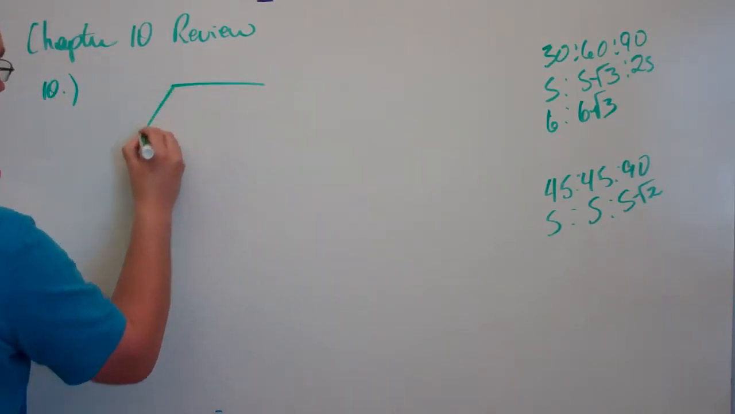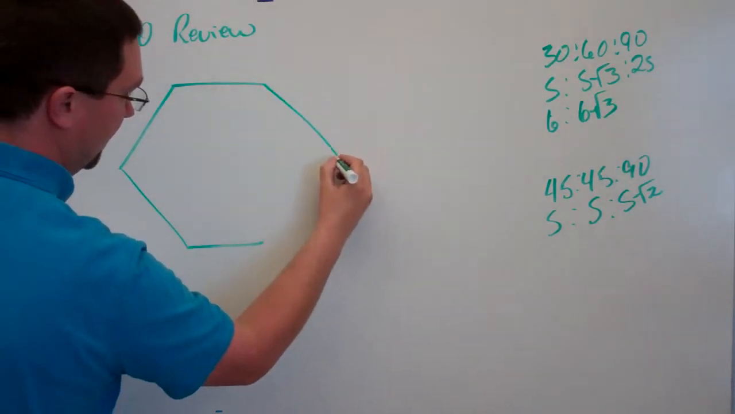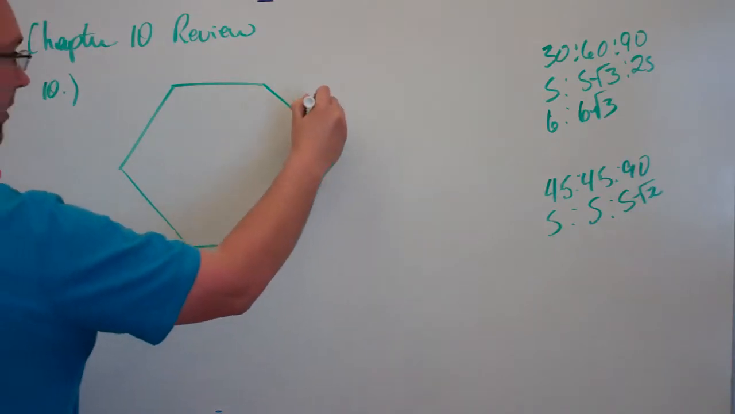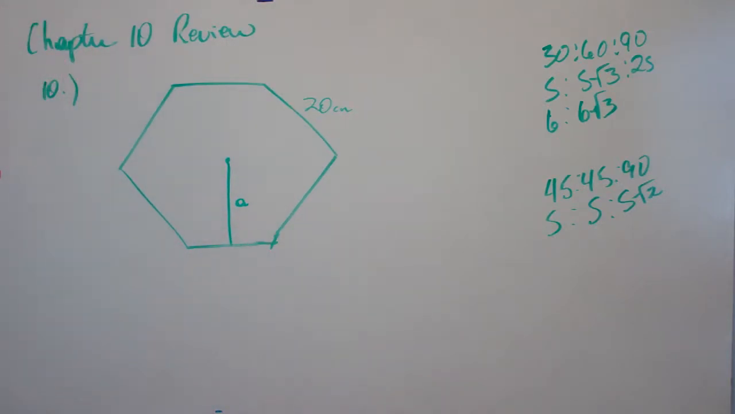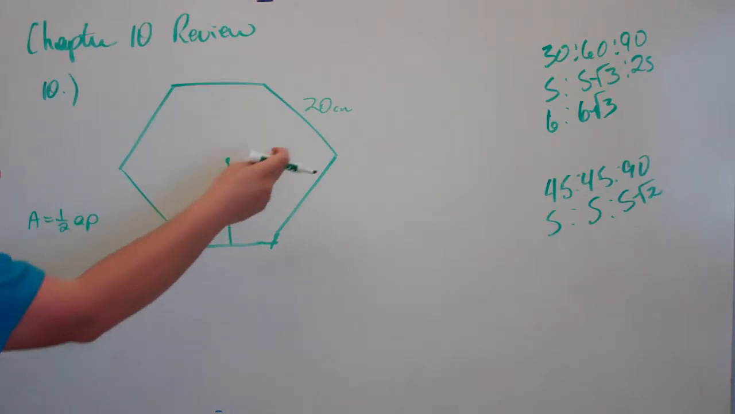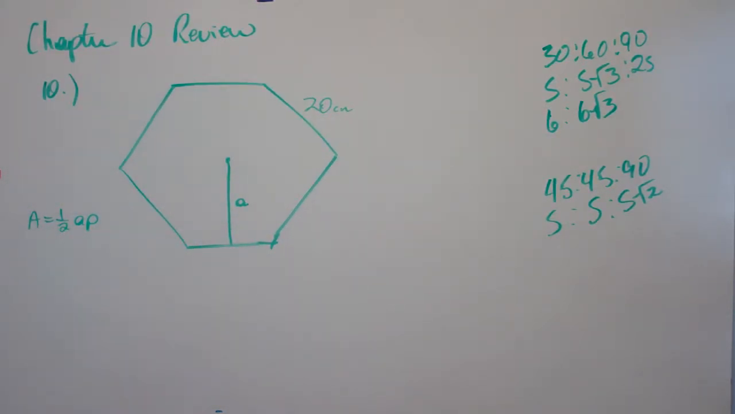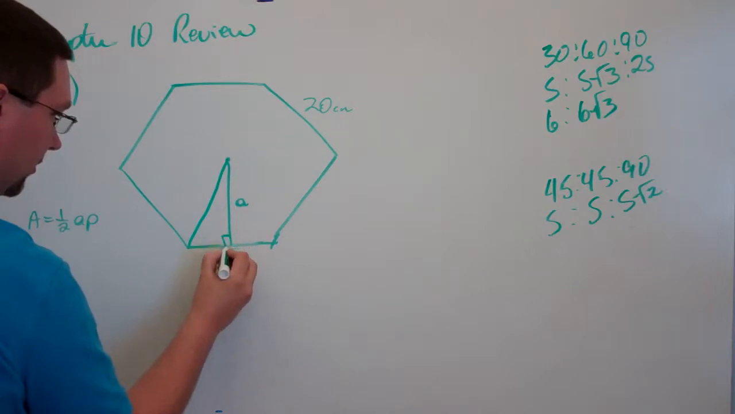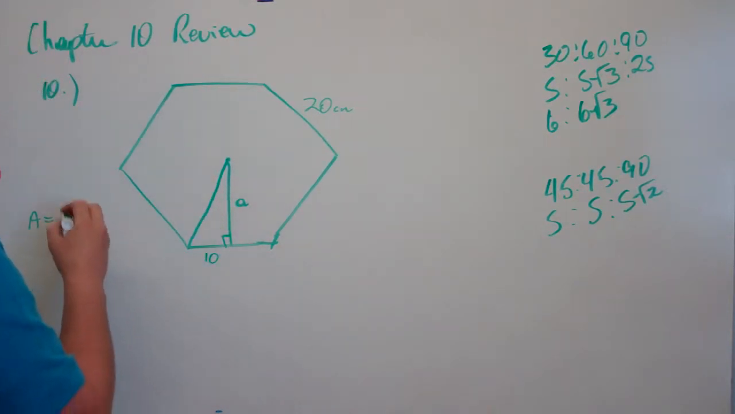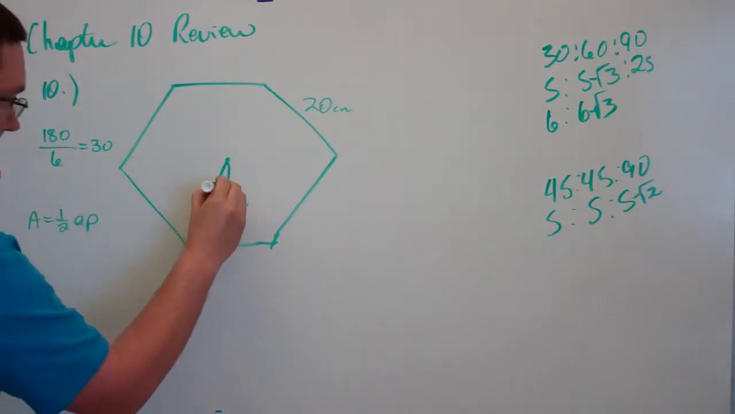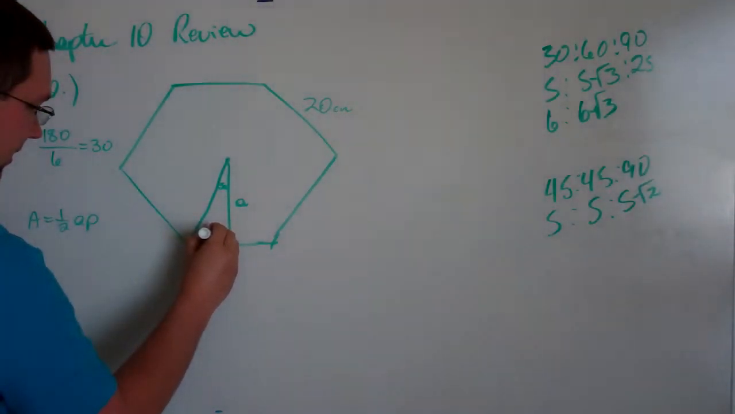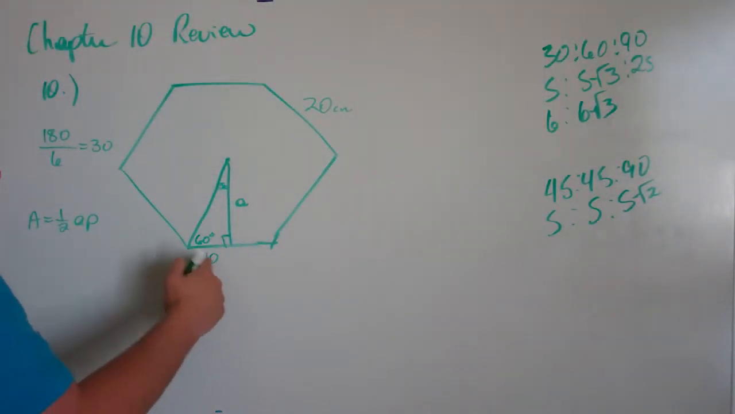Number 10, we have a regular hexagon with a side length of 20 centimeters. So what we need to do is find the apothem. And that's all we need, because remember, your formula is area equals 1/2 apothem times perimeter, and since we have a side length, we can easily find the perimeter. So we have to find out what this angle is. We know this is 10. You're going to do 180 divided by the number of sides. We have 6 sides, so it's 30, so this is a 30-degree angle, which means this is a 60-degree angle.